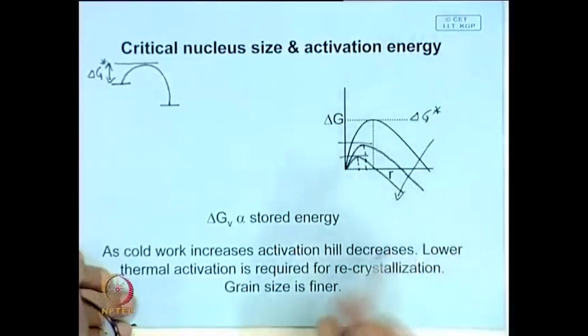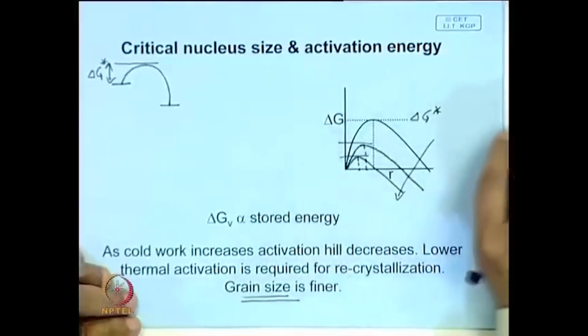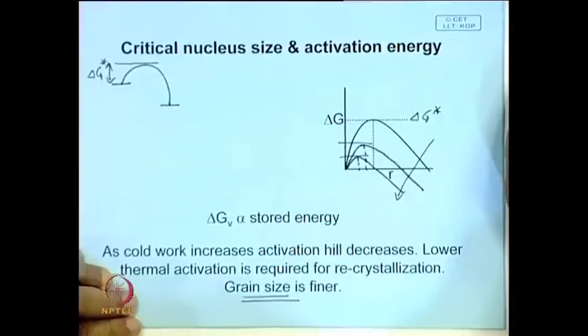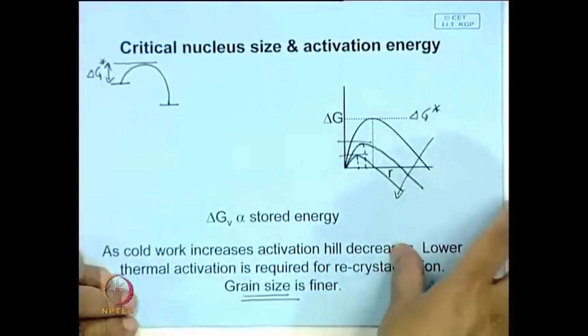So, therefore, if you want to get a finer structure, you have to give a higher amount of cold work, and if you want to have a very coarse grain structure, then you have to give very little cold work to the material.